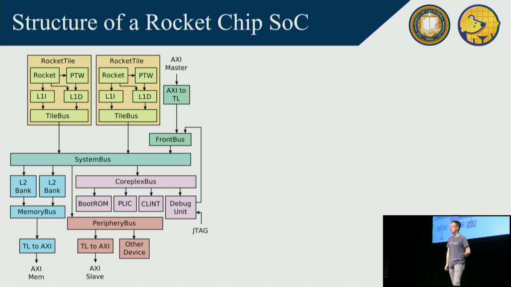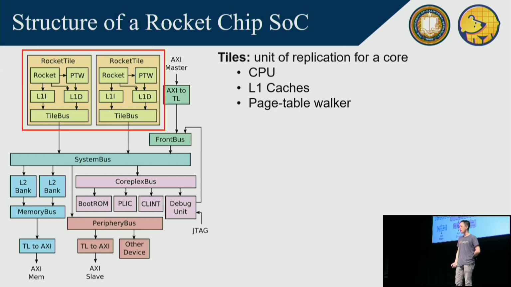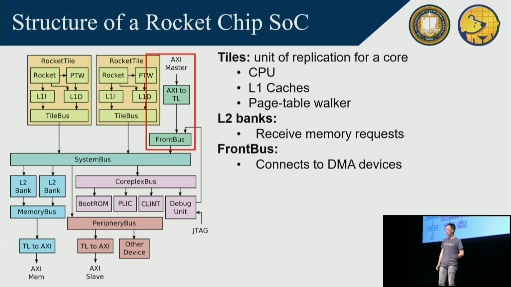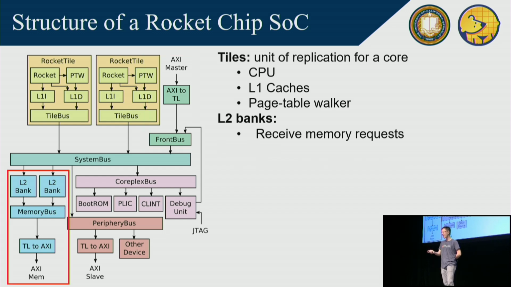So here's the structure of a typical Rocket Chip SoC. First, of course, we have the tiles, which is the unit of replication for a core. So each tile has a CPU, an L1 I-cache and D-cache, and a page-table walker. And the L1 is refilled from these shared L2 cache banks, which handle the coherence across cores and are refilled from an off-chip DRAM, which is compatible with AXI4.